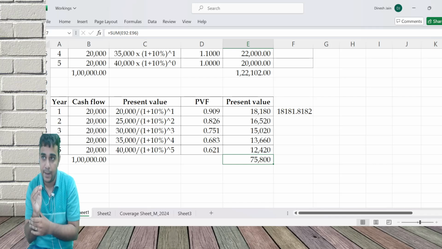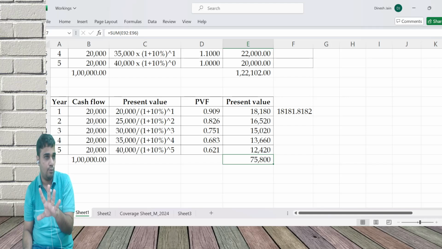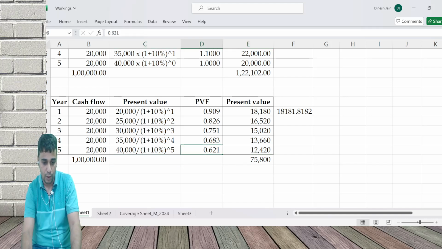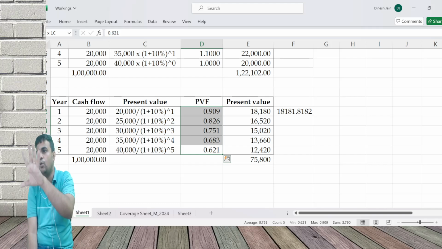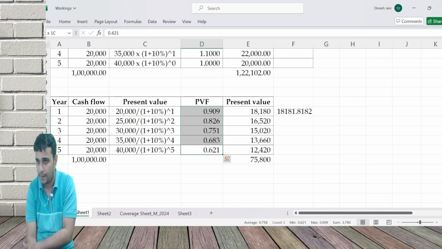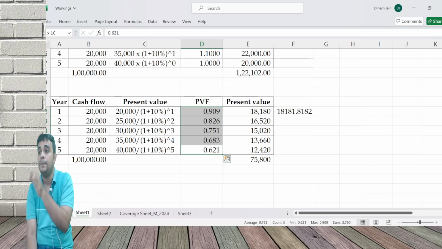Both approaches, you will get a number of 3.790. Some up and down rounding differences can happen, some 0.1 here and there, but otherwise you should get 3.790 if you put a total. Clear? Any doubts on this?